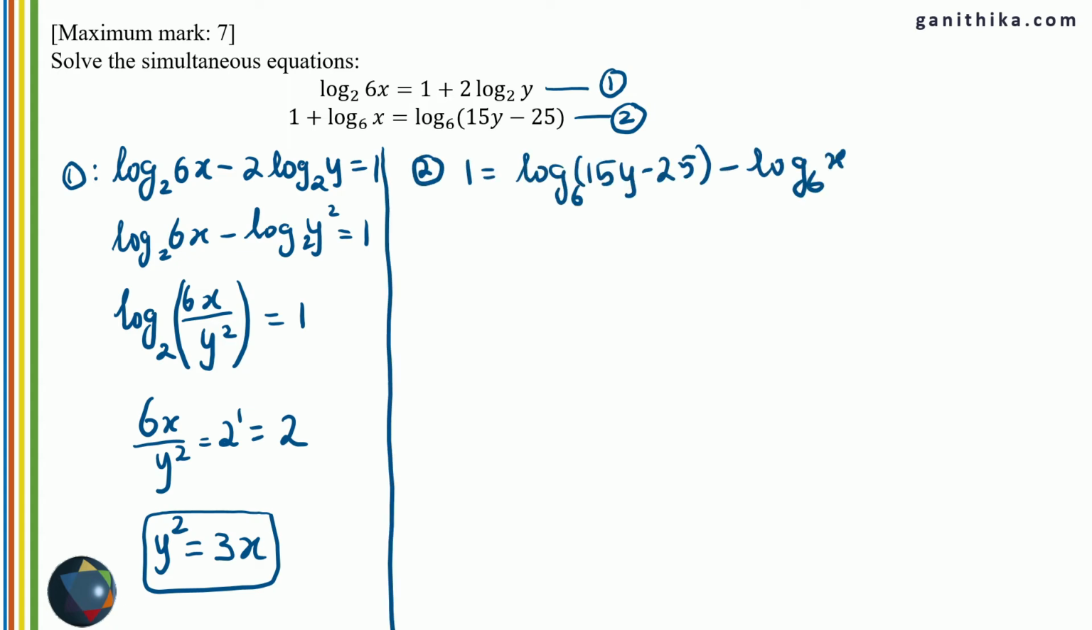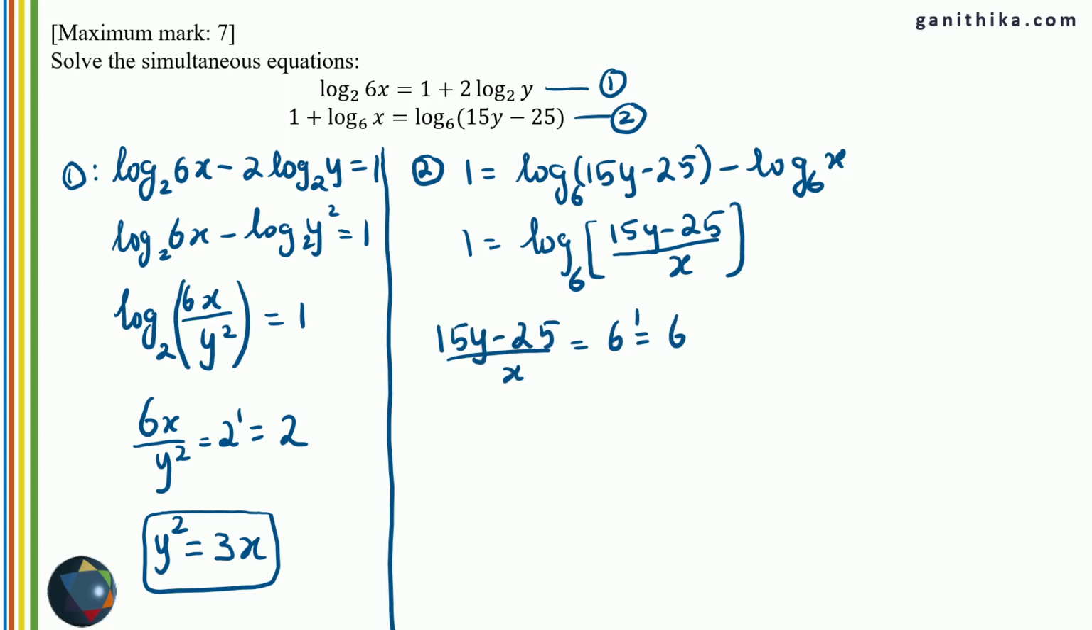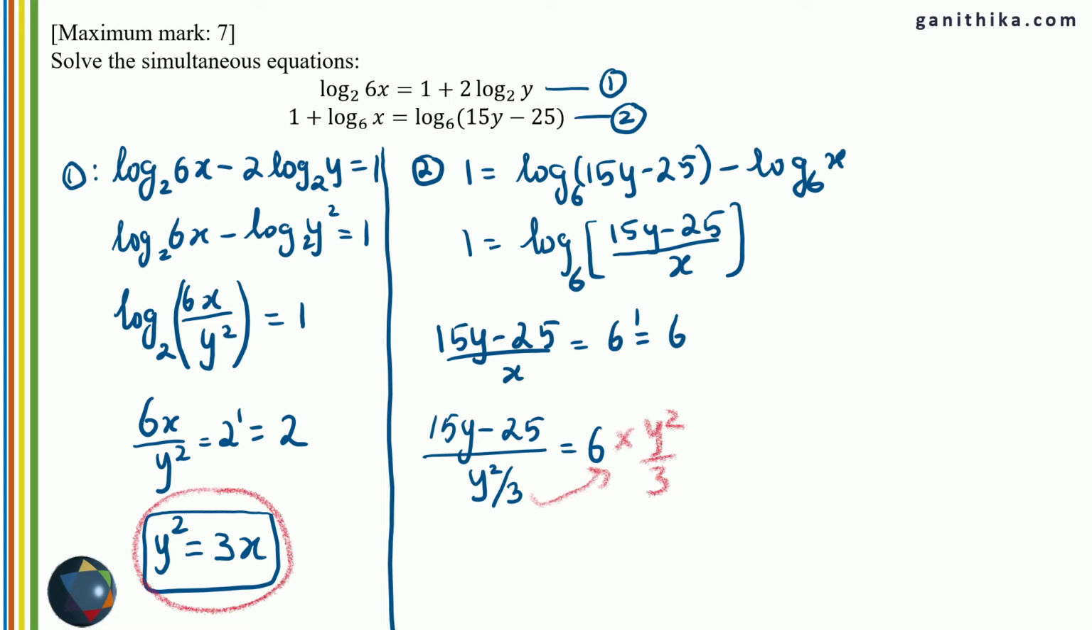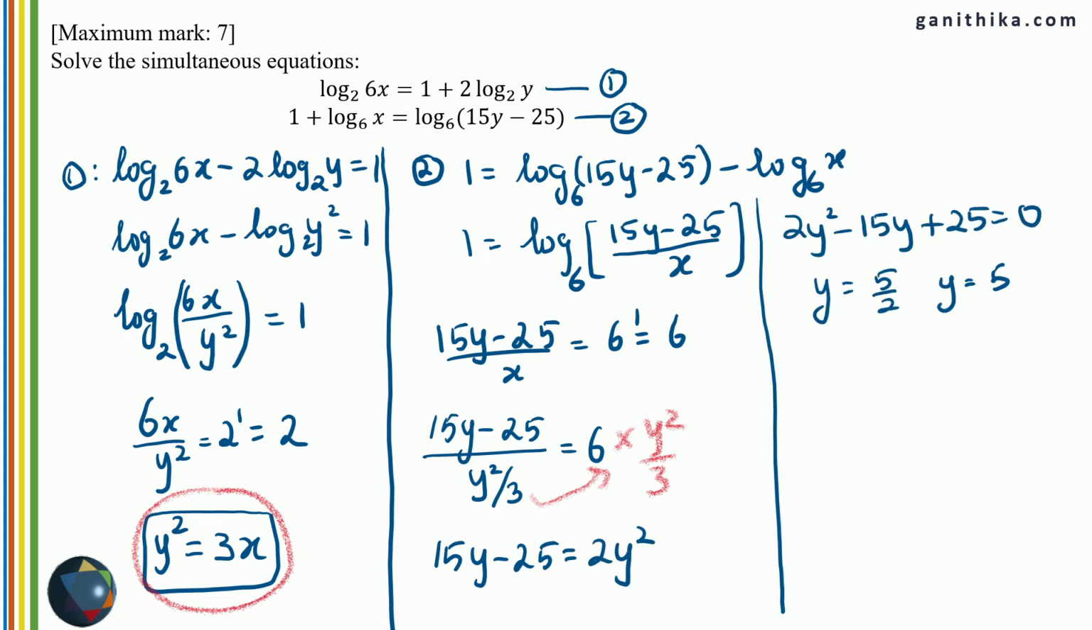So rearranging the next equation, using the rule of subtraction to division and changing to exponential form, and writing this x as y squared over 3 from the previous section and multiplying y squared over 3 on both sides, we get this equation in y as a quadratic equation. You can solve this quadratic equation. You can use any method, factorization or using the formula or any other method you want. And the value for y is going to be 5 by 2 and 5.